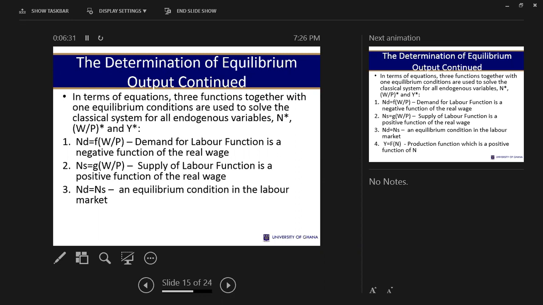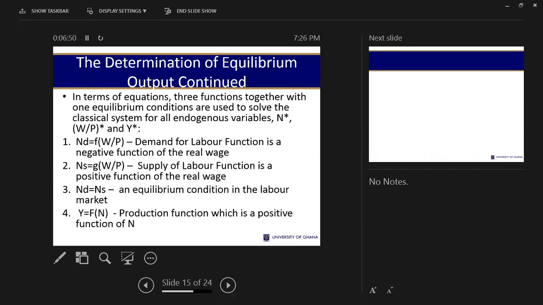So these are the equations, and there's an identity that will be needed. And then the production function, which is now a positive function of N, assuming capital is constant. So these are the functions that we'll be using.